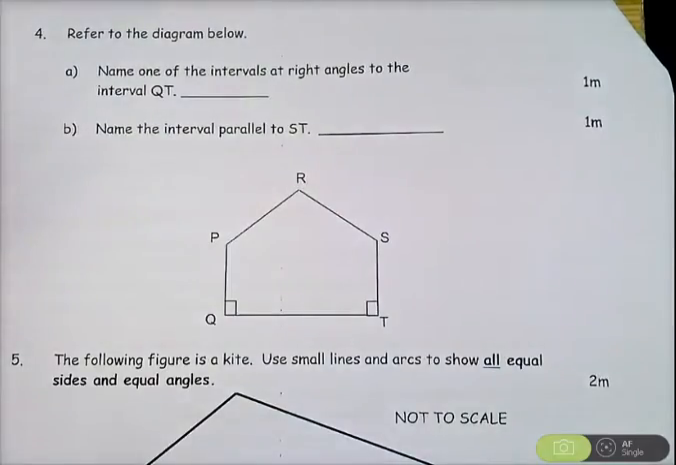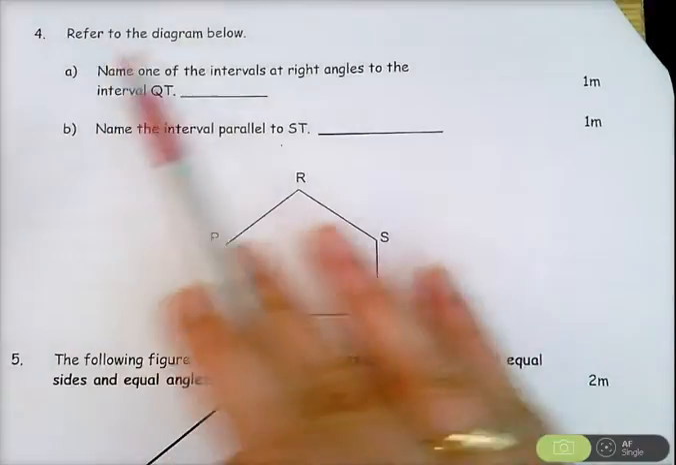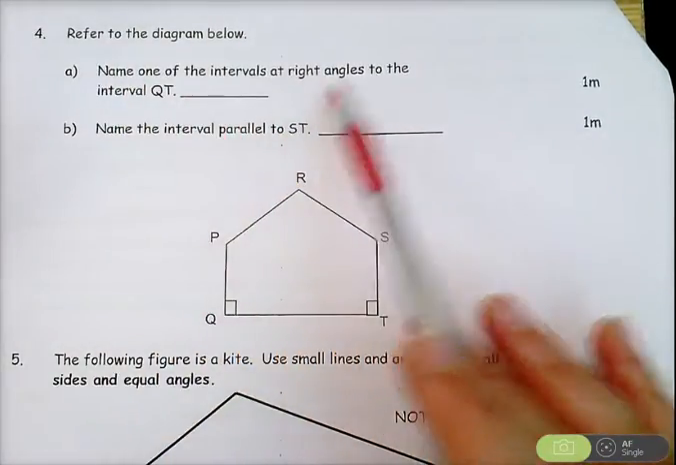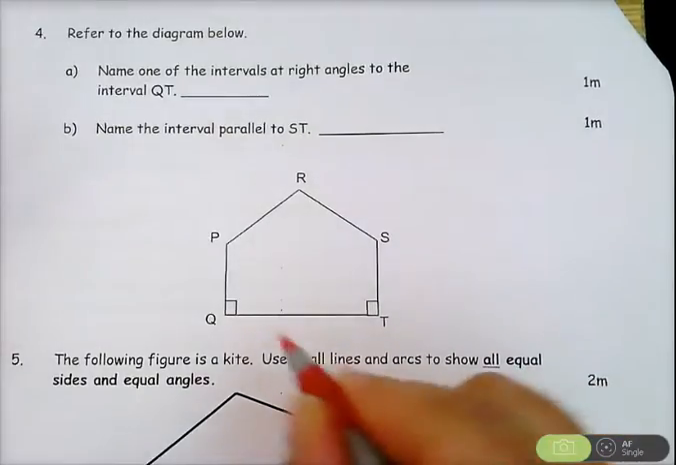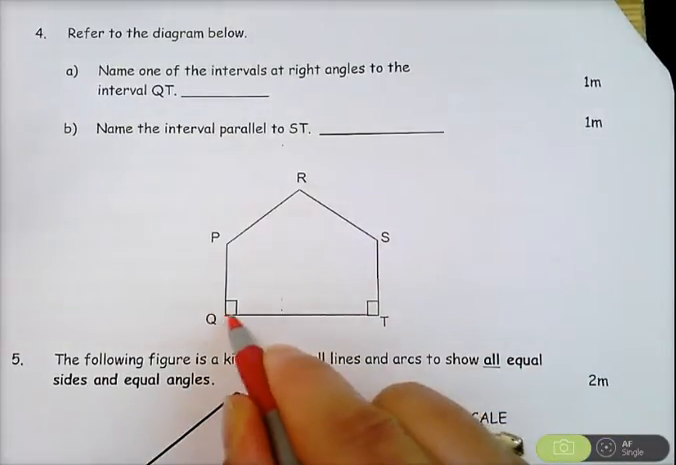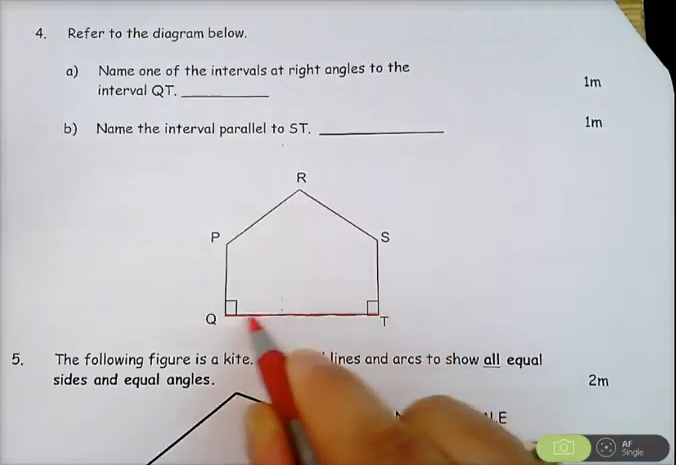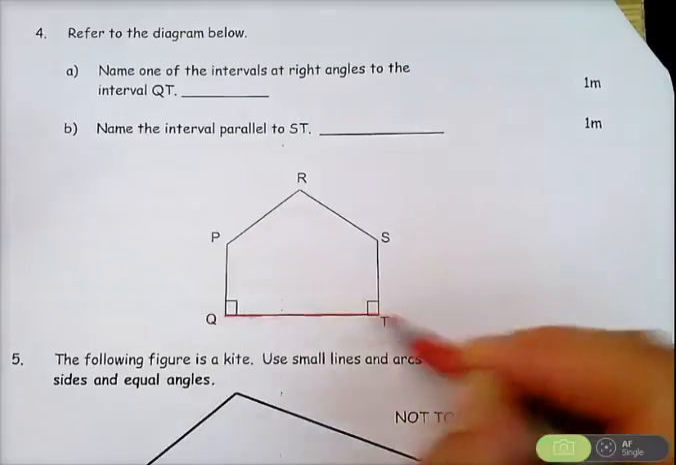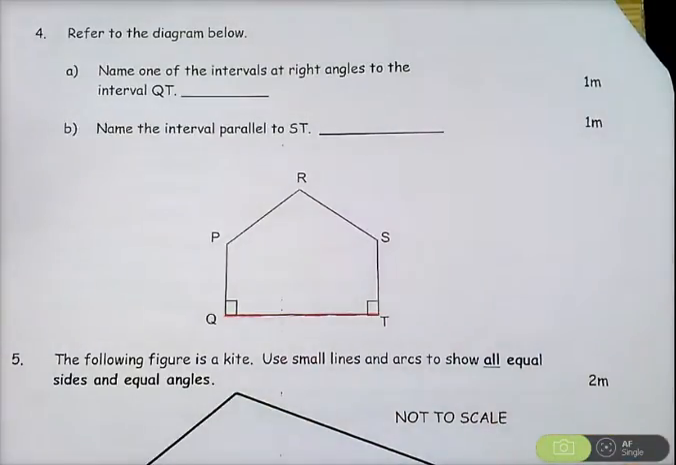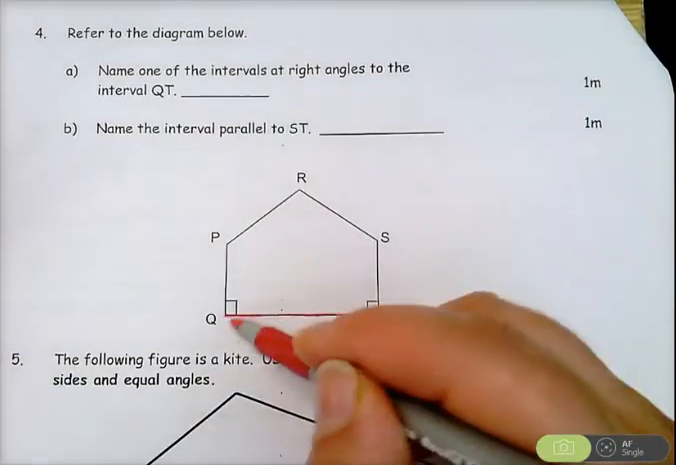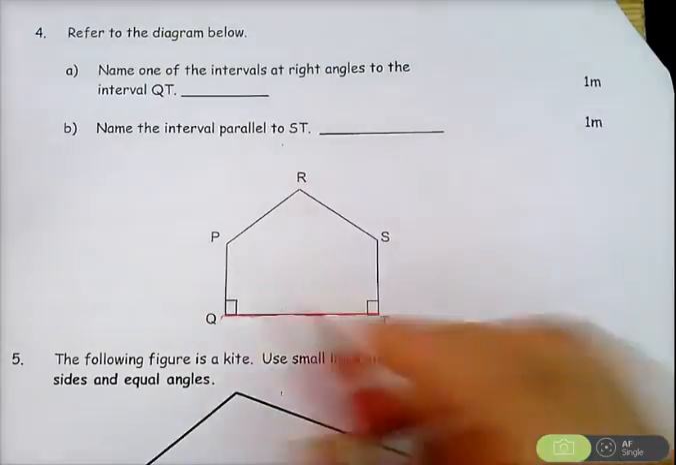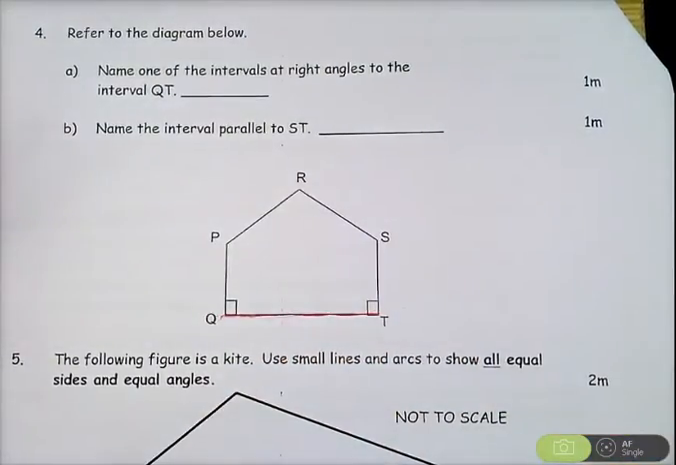Okay, question 4. Refer to this diagram below. Name one of the intervals at right angles to the interval QT. QT is this in red. Can you tell me a line or an interval? An interval is a line with fixed length. In geometry, when you do lines, you're supposed to put arrows on the end. This is an interval. It's like a line for you.